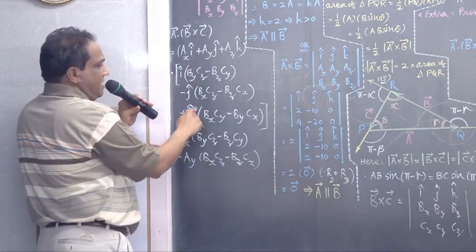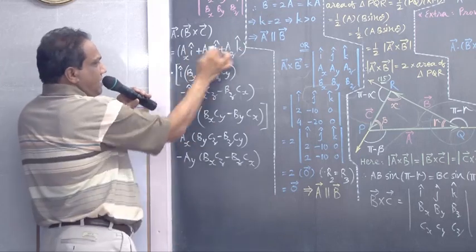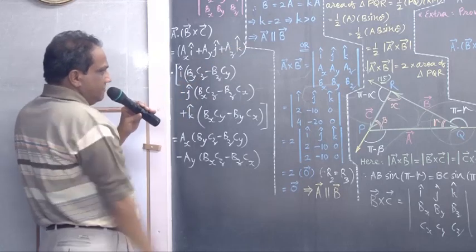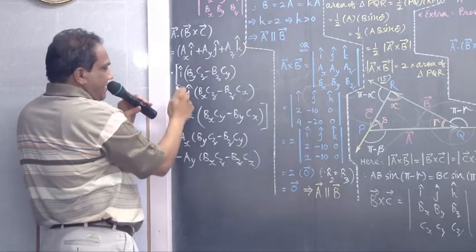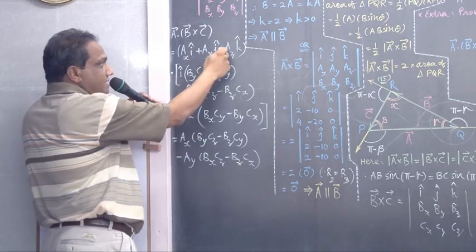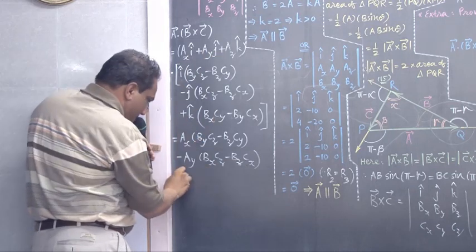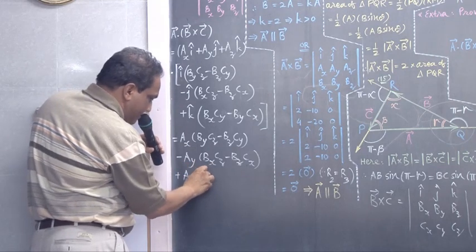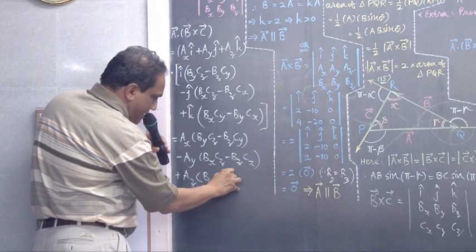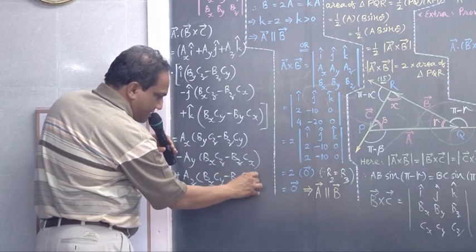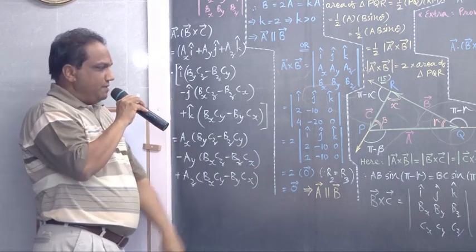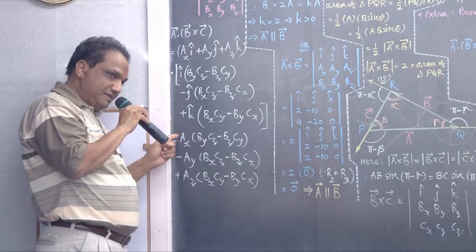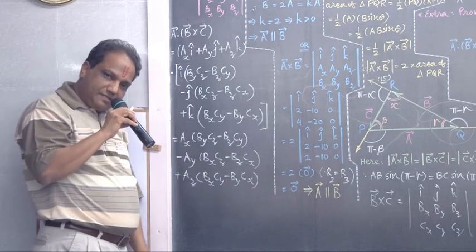j hat dot k hat is 0. k hat dot i hat is 0. k hat dot j hat is 0. And k hat dot k hat is 1. Az into these, plus Az into bxcy minus bycx. Now tell me, here it is i hat into this, correct?